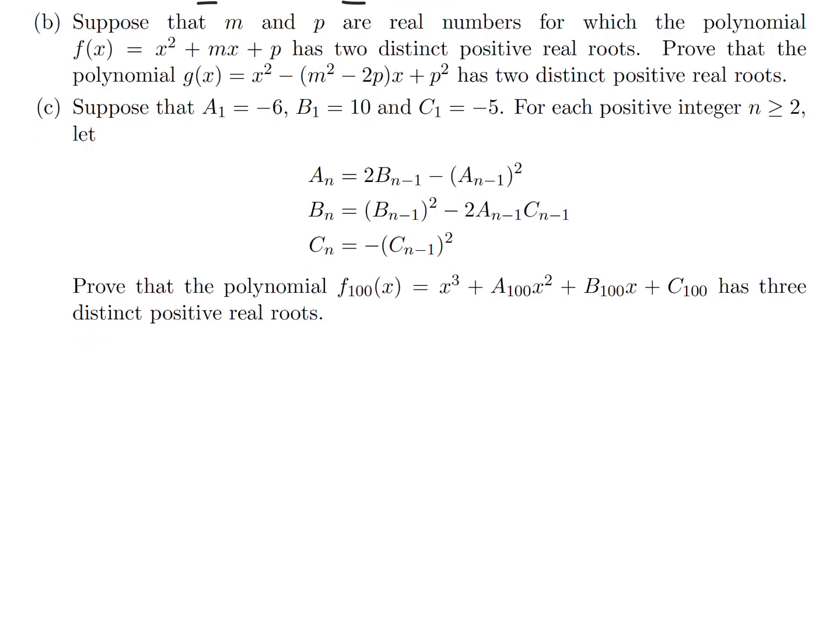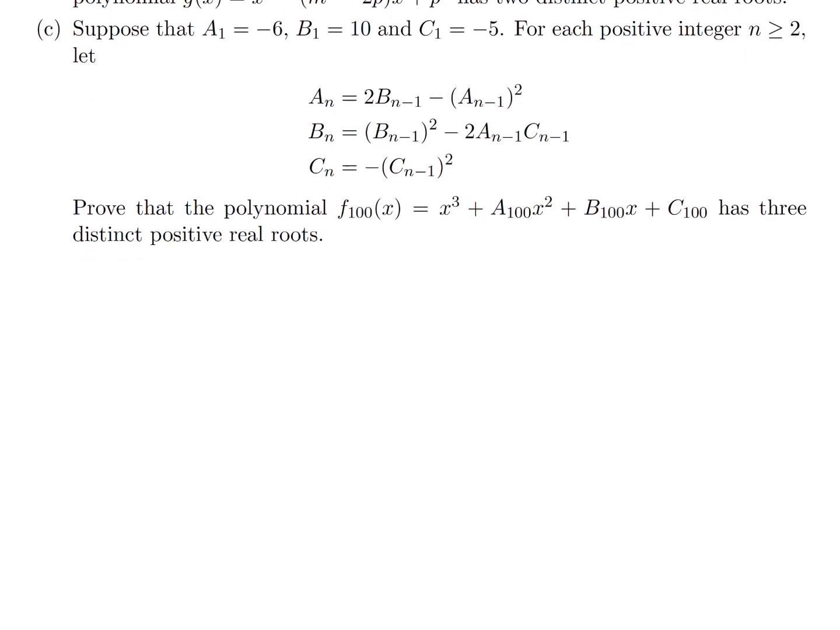Suppose that m and p are real numbers for which the polynomial f at x is x squared plus mx plus p has two distinct positive real roots. Prove that the polynomial g at x, which is equal to x squared minus m squared minus 2p x plus p squared, has two distinct positive real roots. Okay. All right, we're going to need a lot of space for this one.